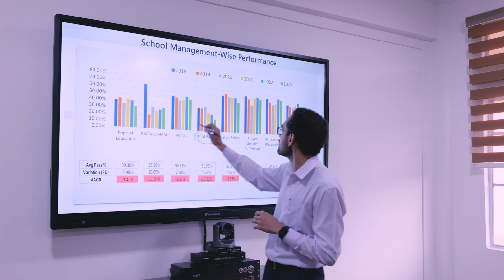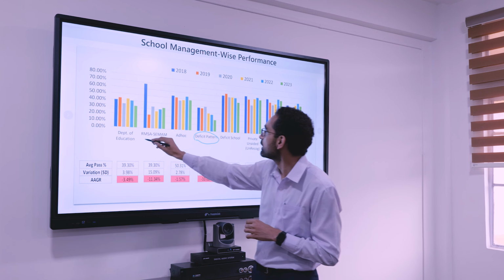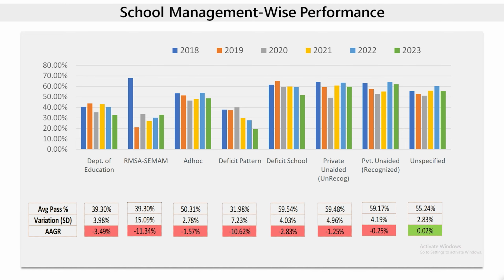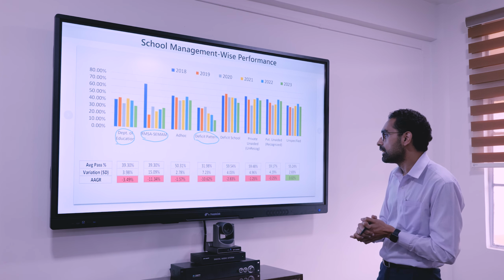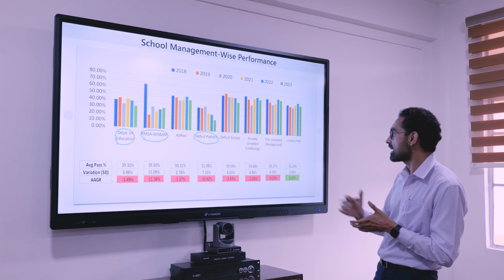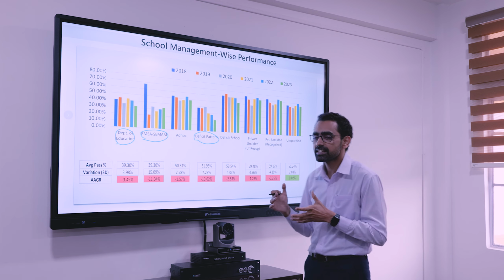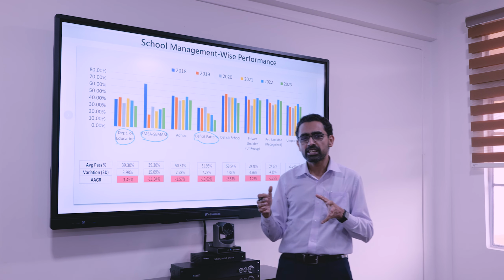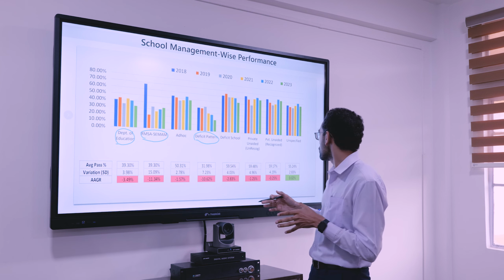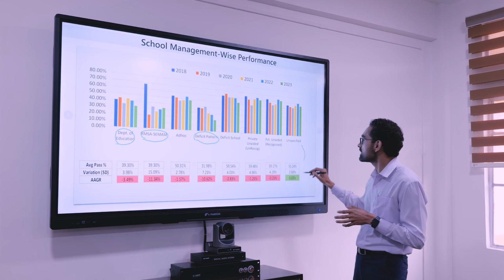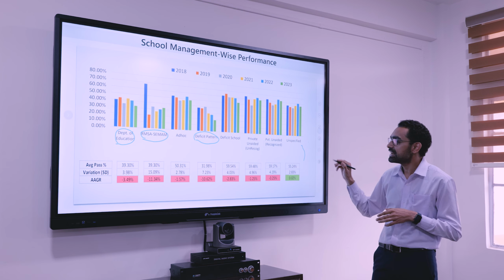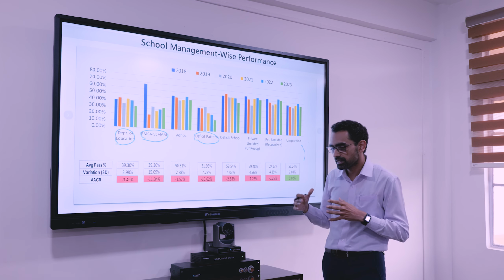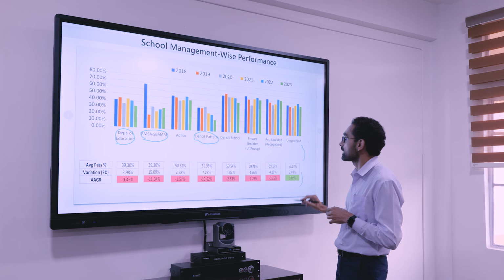But as you say, performance-wise, these are at the bottom, including the SSA schools and also the Department of Education. If you see the variation, the standard variations are given here, and the average annual growth rate, everywhere we see a decline this year, because overall the pass percentage has gone down. Only in this special category of schools there is a little improvement. But here also, as I said, the number of schools is very small, so this cannot be taken as something very promising.